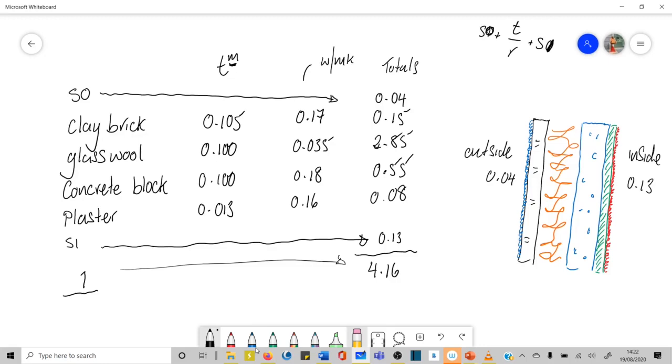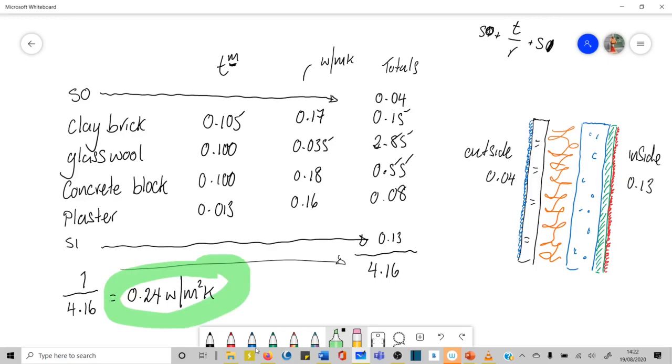So what we need to do now is reciprocate that, so it's 1 divided by this answer here, all of these totals, which is 4.16, and when you divide those two together you get 0.24. 0.24 what? What's missing? Of course, the watts. So it's 0.24 watts per meter squared Kelvin. All right, and let's highlight that answer there. Look at that. That's the answer.